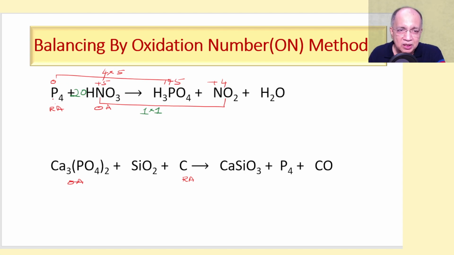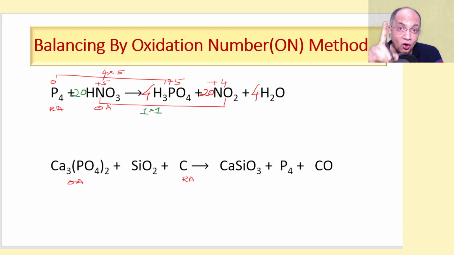Now since there is P4, you multiply here by 4. There are 20 nitrogen, so you have to multiply by 20. And you have here 20 hydrogen, and here 4 3s are 12 hydrogen. So we need 8 hydrogen to be supplied by water. So this is 4 water. You will find the oxygen is balanced.